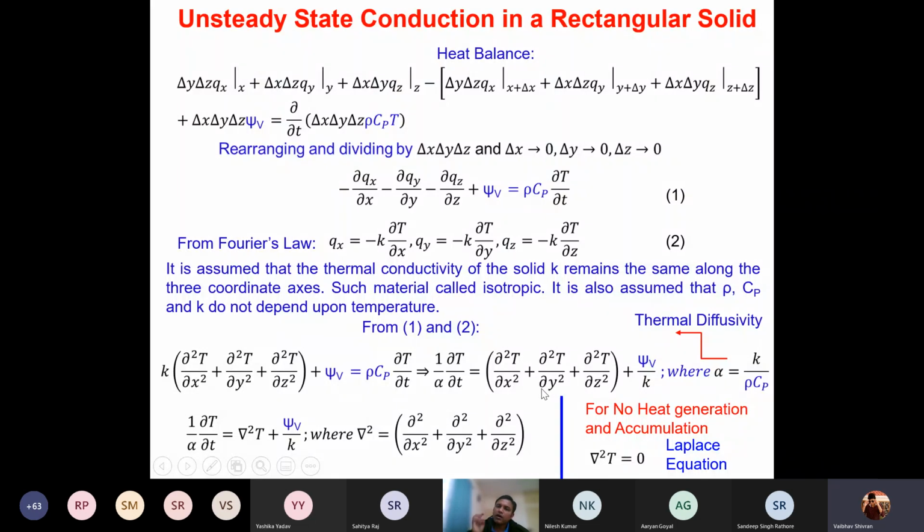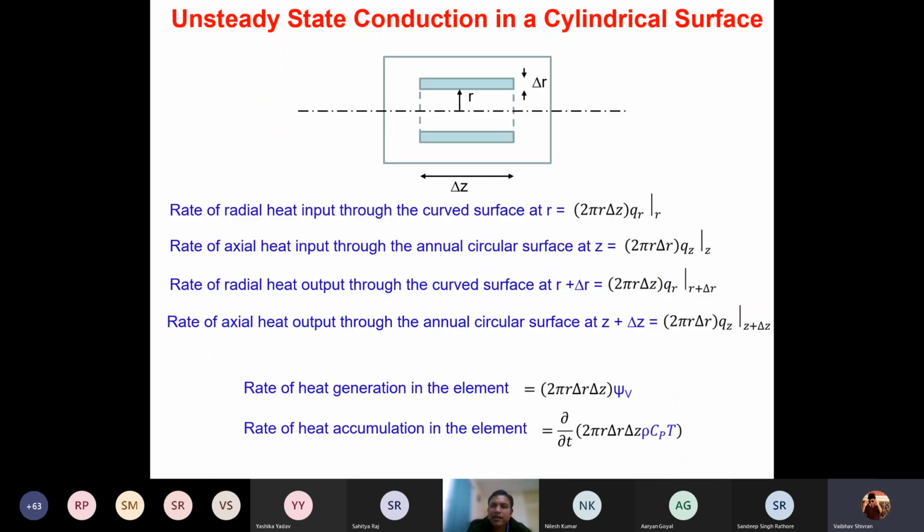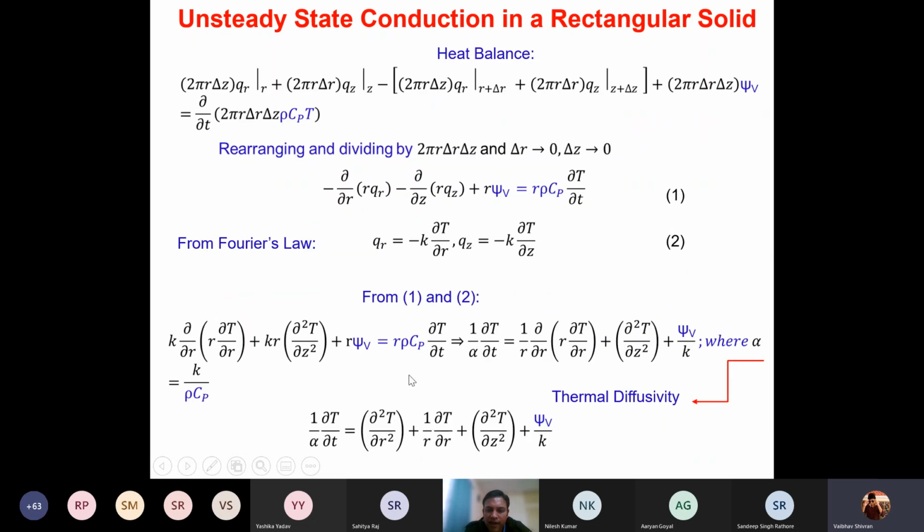All right. So this idea of multi-dimensional heat transfer and the unsteady state condition, we have extended to the cylindrical geometry, and in a cylindrical geometry also we have obtained a generalized equation like this. In this case we have obtained 1 by alpha dou T by dou t equals dou square T by dou r square plus 1 by r dou T by dou r plus dou square T by dou z square plus psi v by k. Okay, so this is the generalized expression.